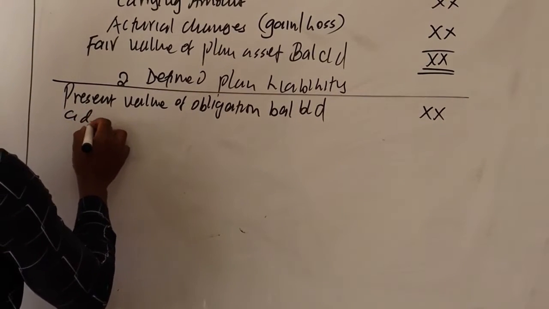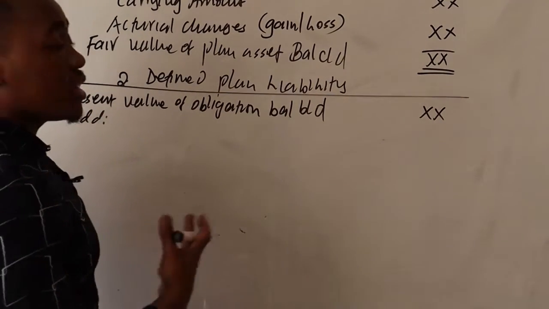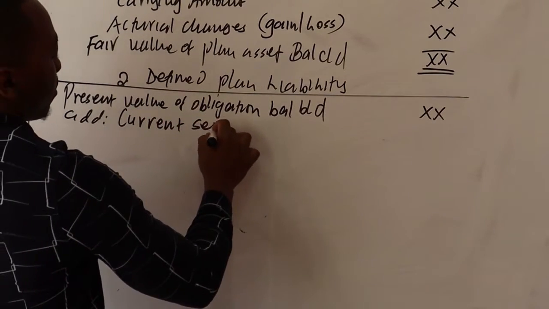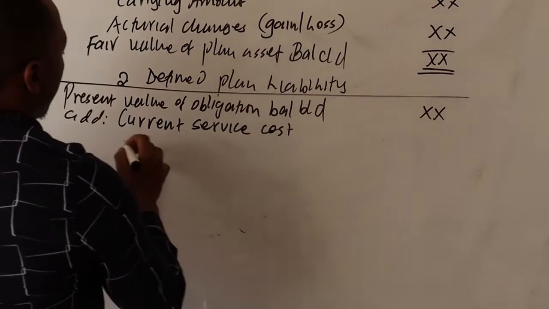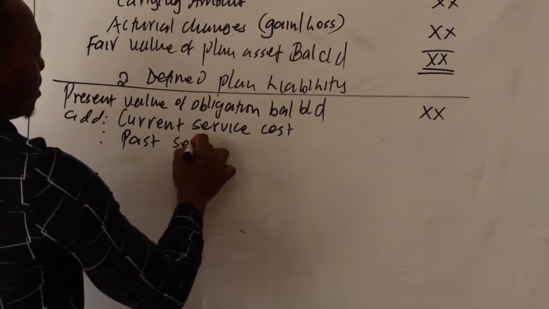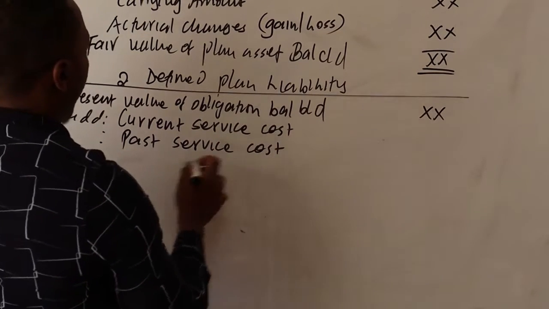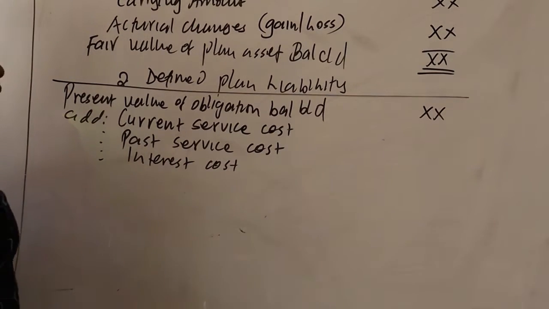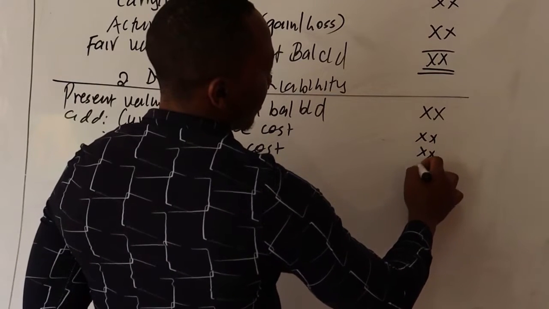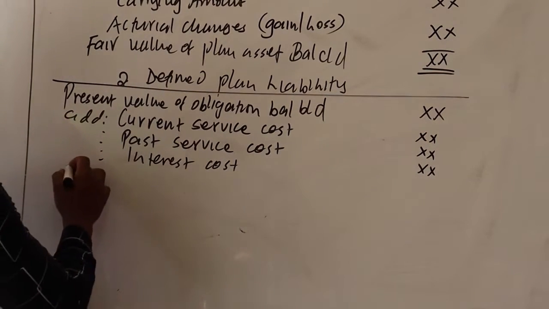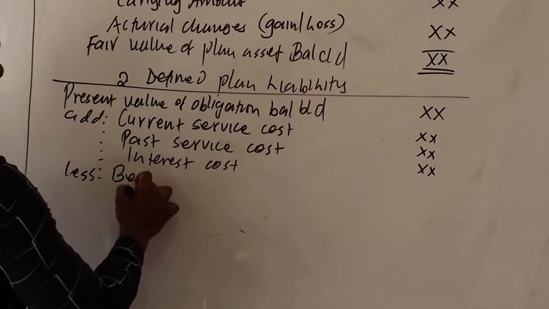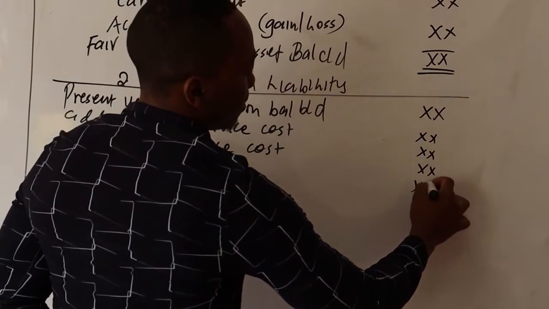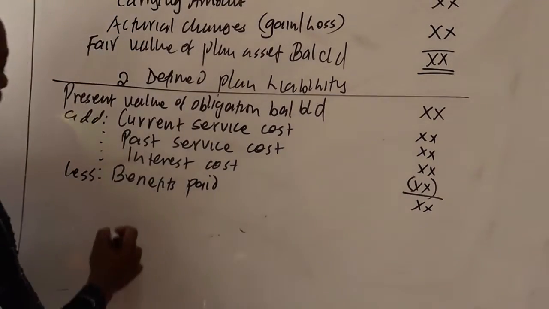Then you add, remember liability gives rise to expenses. You add expenses, one being the current service cost. Then we have past service cost and also the interest cost. You add those three classes of expenses: current service cost, past service cost, and the interest cost. And then you deduct the amount of benefits paid. Then you get your carrying amount.